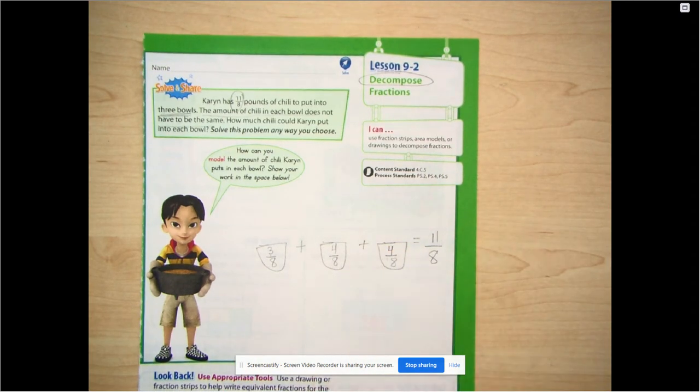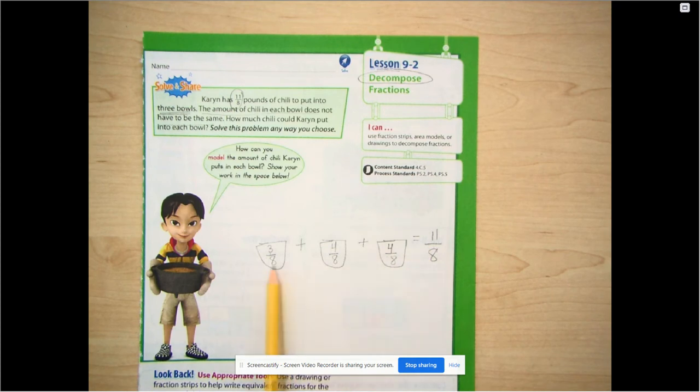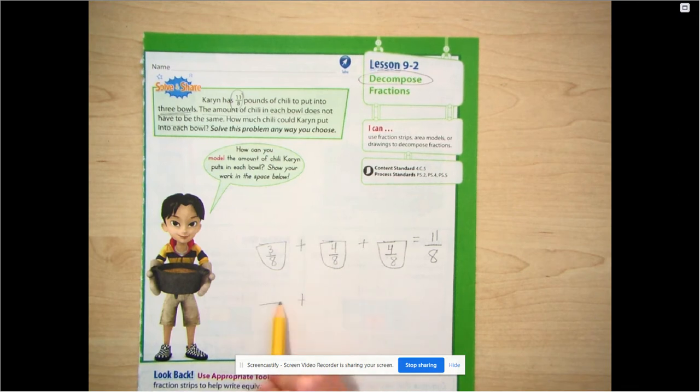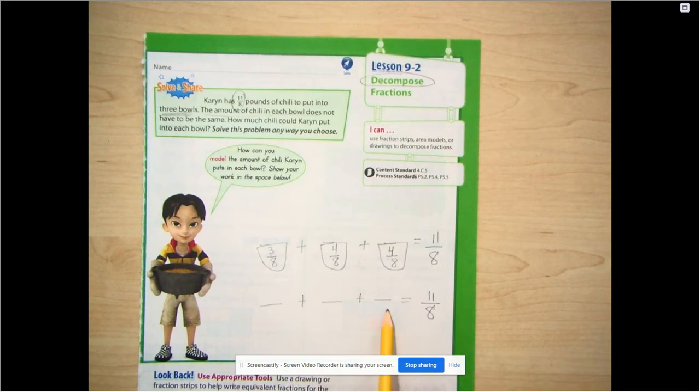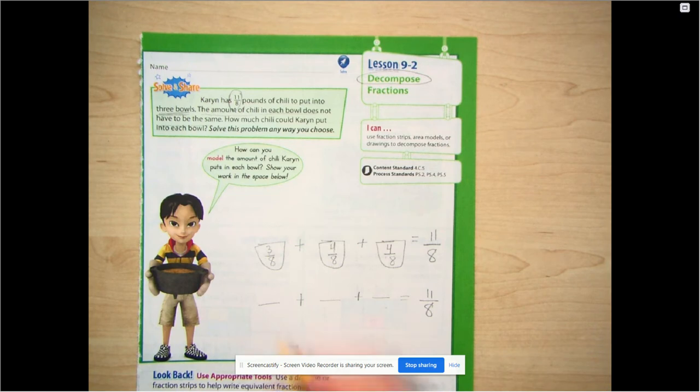Okay, I can check my work to make sure that I'm correct by adding up my numerators. 3 plus 4 plus 4 equals 11, and my denominator always stays the same. So I'd like you to come up with another combination of 3 fractions that when added up equal 11/8, and don't forget your denominator always stays the same. Once you have those 3 fractions, pop them into the Edpuzzle.